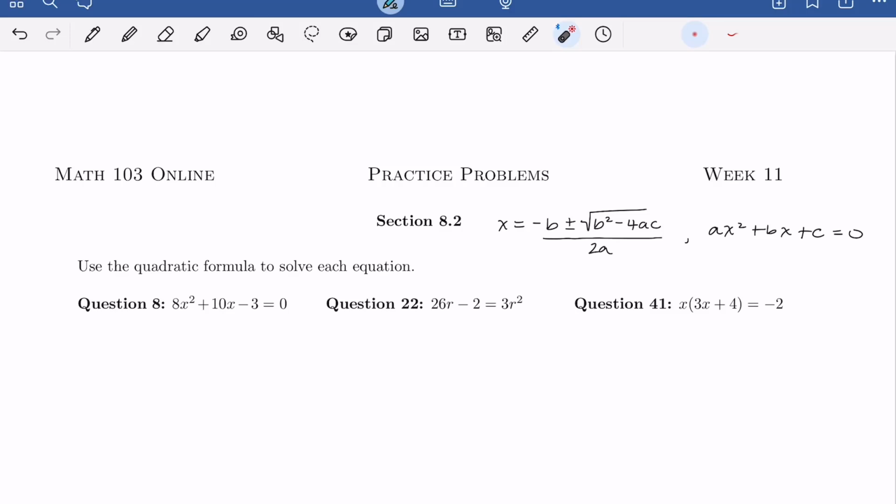In this video, we're going to go over some practice problems from sections 8.2 through 8.5 from our textbook. So we're going to start with section 8.2 here. We're going to look at some questions where we want to use the quadratic formula to solve each equation.